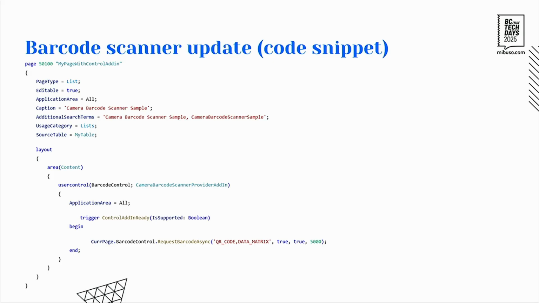A little code snippet of how you do that. Again, the most important part in this one is that in your page that you're adding this control add-in, you define this user control with the camera barcode scanner provider add-in, and it's just a trigger. When your add-in is ready, you just need to call the barcode control, request barcode async, and you will see in this example, for example, I've provided two formats, the QR code and the data matrix, and that should be it. Really a very simple change that we hope really helps you succeed in all your scenarios.